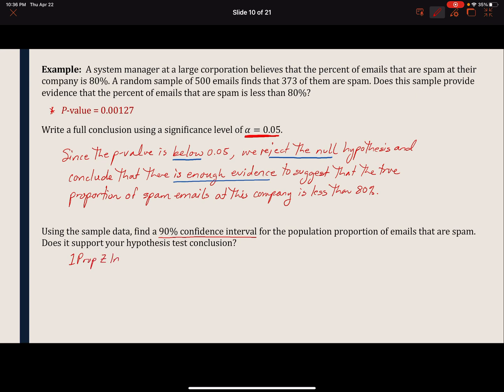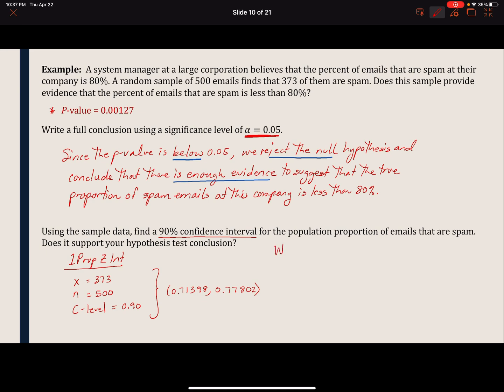So when we find a confidence interval to support this test, we're going to find a 1PropZ interval, right? This was a 1PropZ test. So we're going to look at the 1PropZ interval. And that asks for an X, an N, and a C level. And again, the X and the N are probably already filled in for you. They already say 373 and 500 because you did the test already. The only thing you might have to change is the C level to 90%. And you're going to get a confidence interval of 0.71398 and 0.77802.